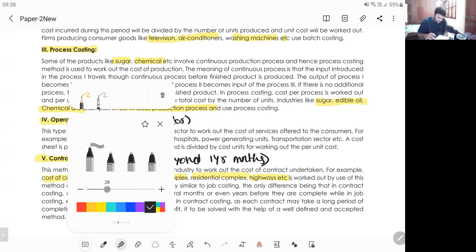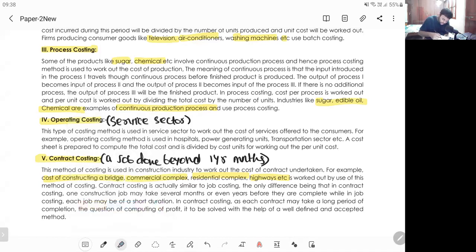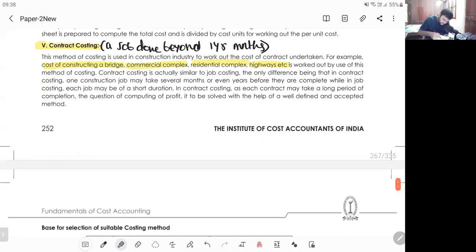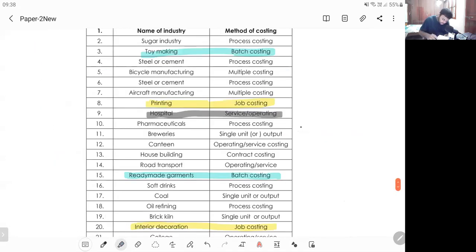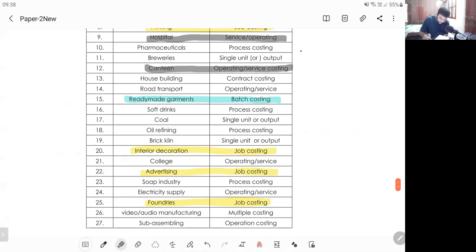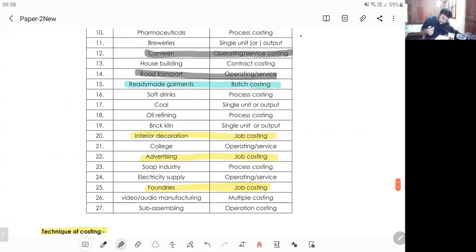Like you can see, in the case of a hospital, it's a service sector, right? So their operating costing will be there. Canteen is a service sector, so operating costing will be there. Road transport is a service sector, so operating costing will be there. So wherever there is a service, there we have operating costing.